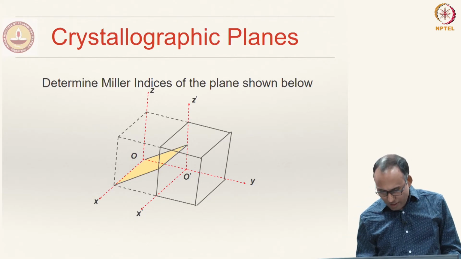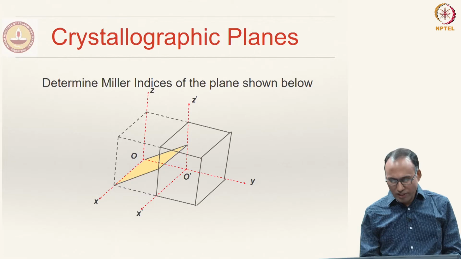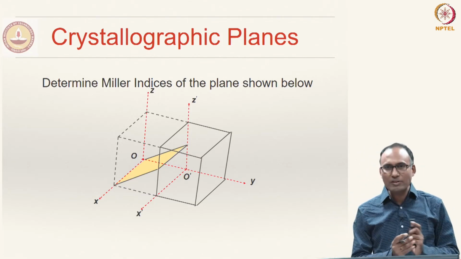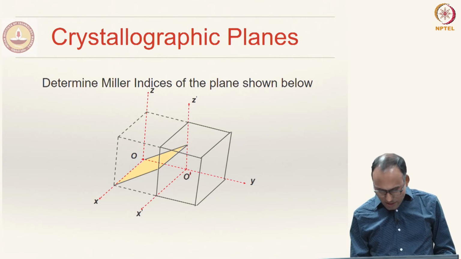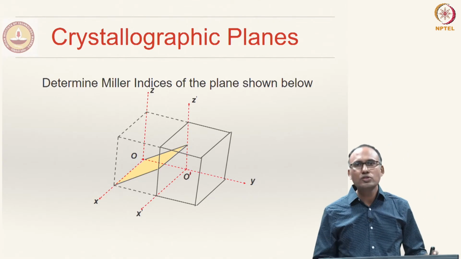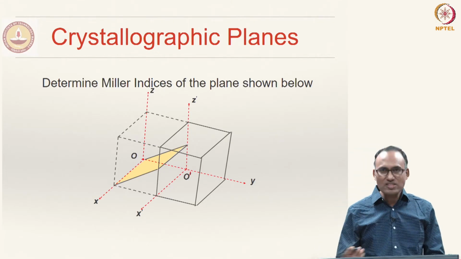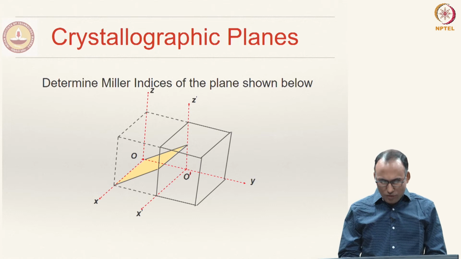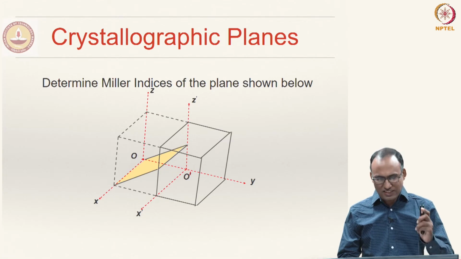Now we have moved our coordinate system from this point to this point. That means you have moved the origin, but kept the plane the same. So now O dash is your origin, and x dash, y dash, z dash is our new coordinate system. Now the plane is not passing through the origin. Let us look at where this plane is intersecting the x axis, y axis and z axis.